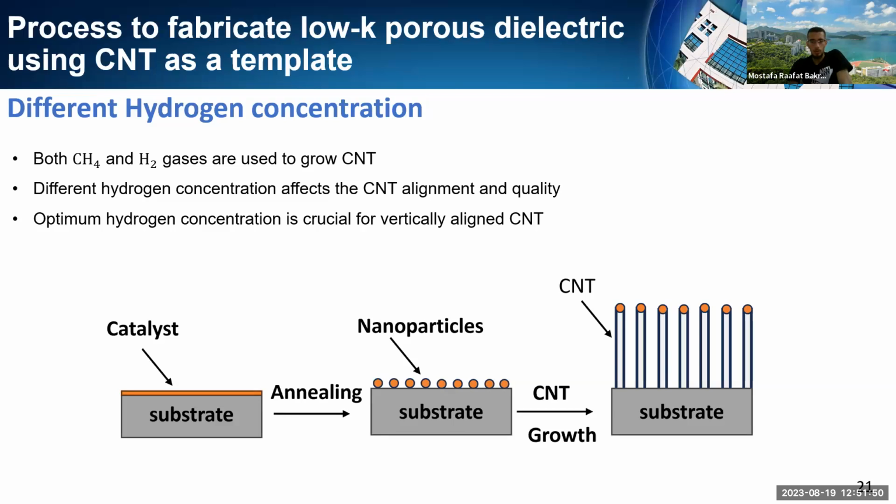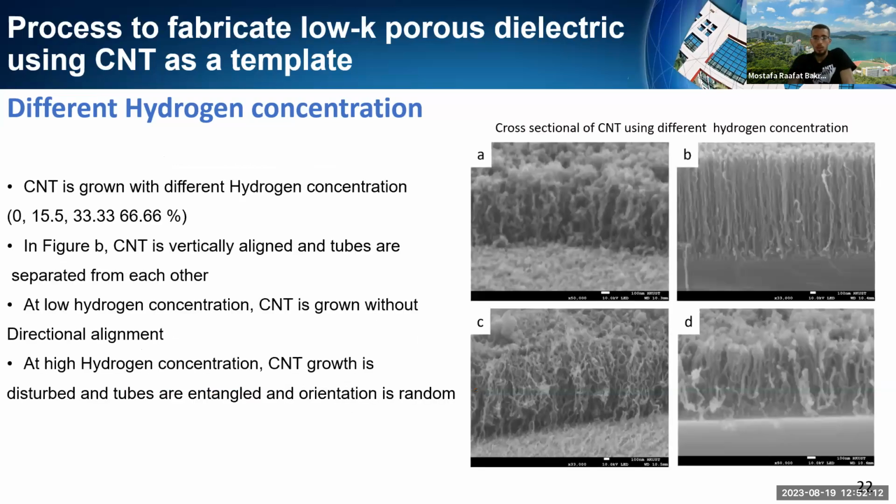Then we study the gas concentration for the CNT growth. We use CH4 and H2 to grow the CNT after the treatment. The ratio of the hydrogen to CH4 concentrations affects the CNT growth, so we need to optimize the ratio of these two gases. We grow the CNT using different hydrogen concentrations. We found that at very low hydrogen concentration, the CNT does not have any directional alignment, and it has an amorphous shape as shown here.